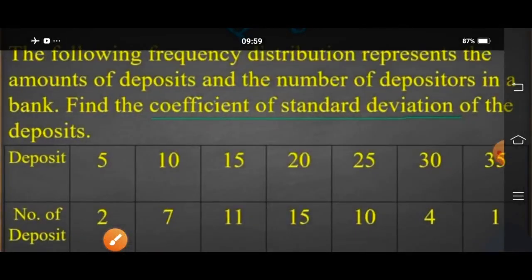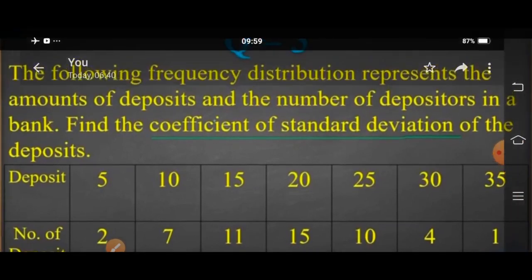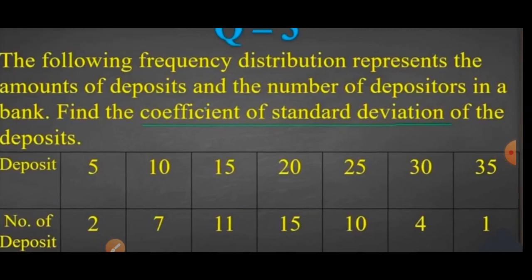Okay. Now the next sum, the third one: the following frequency distribution represents the amount of deposits and the number of depositors in a bank. Find the coefficient of standard deviation of the deposits. Deposit means x is given there: 5, 10, 15, 20, 25, 30, 35. Then the frequency, the number of deposits: 5,000 deposited 2 times, 10,000 deposited 7 times, 15,000 deposited 11 times, and so on.